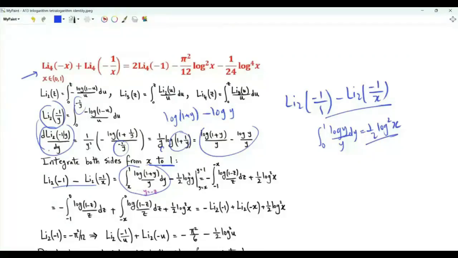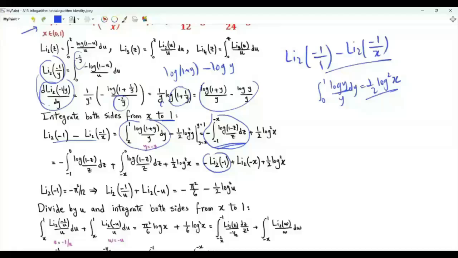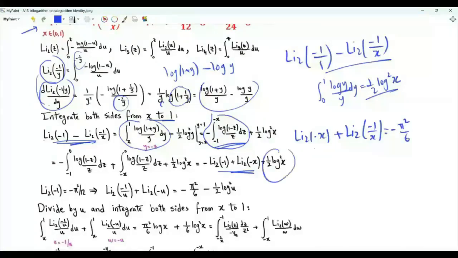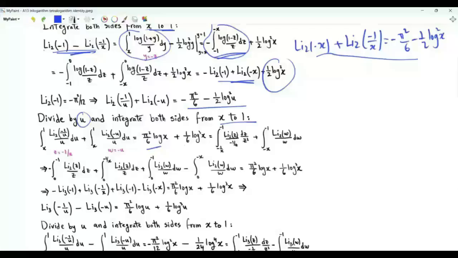We also have this integral. Do the change of variables, y equal to minus z. This part is the dilogarithm of minus x minus the dilogarithm of minus 1. Minus the dilogarithm of minus 1 is pi squared over 12. Using this side and that one, the dilogarithm of minus x plus the dilogarithm of minus 1 over x is equal to twice the dilogarithm of minus 1, that's minus pi squared over 6, minus 1/2 log x squared. Rewrite this identity using variable u, divide by u, then integrate from x to 1. From here we get pi squared log x over 6 plus log x cubed over 6.